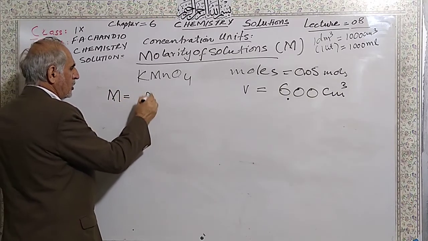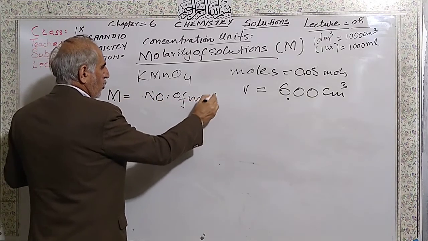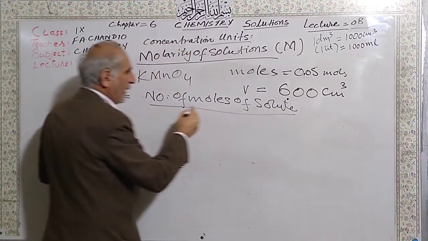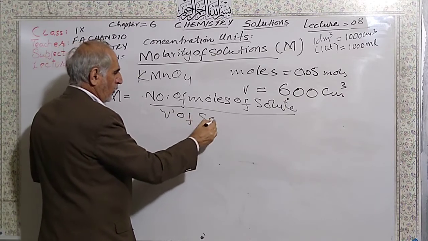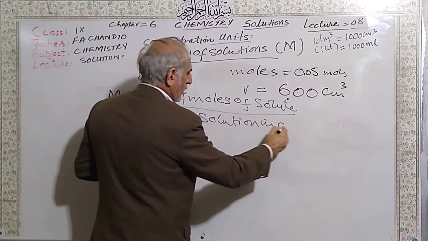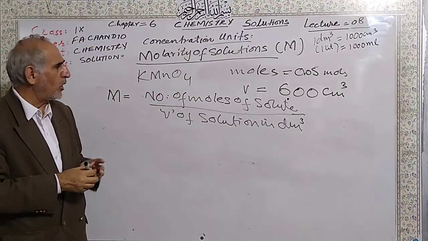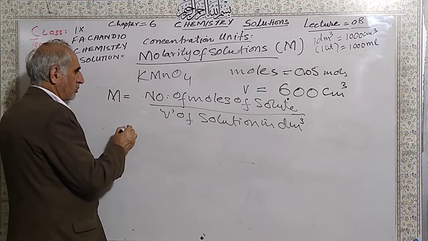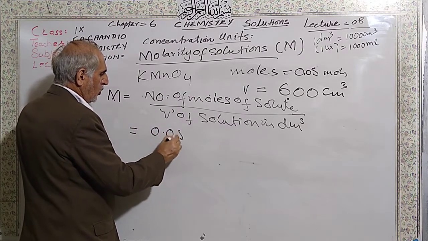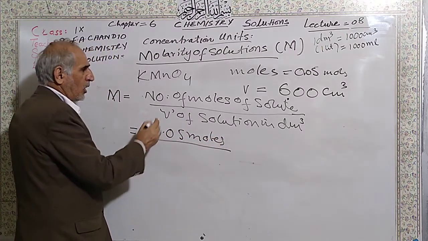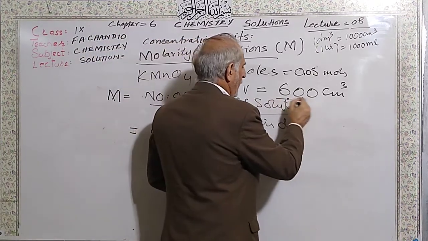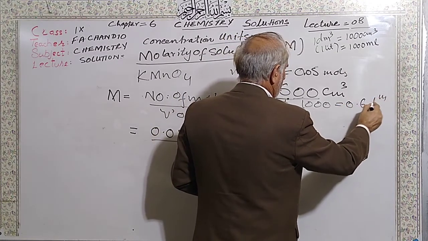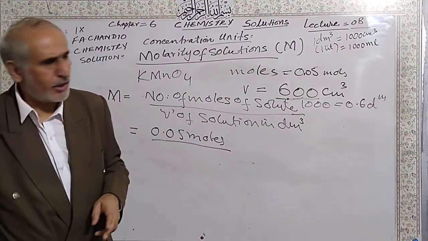Molarity is equal to number of moles of solute divided by volume of solution in decimeter cube. No need to calculate the molar mass, because moles are given and volume is given, we don't use the molar mass. Just put the value. Number of moles, 0.05 moles, divided by volume, 600 divided by 1000, you will get 0.6 decimeter cube.